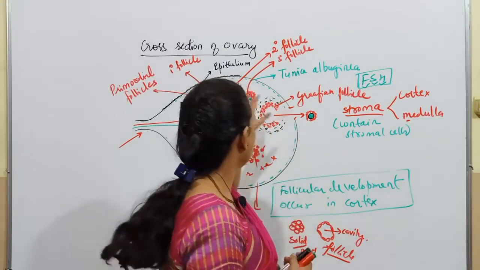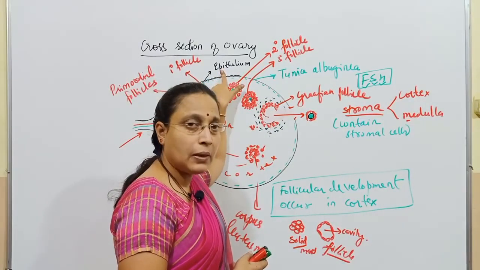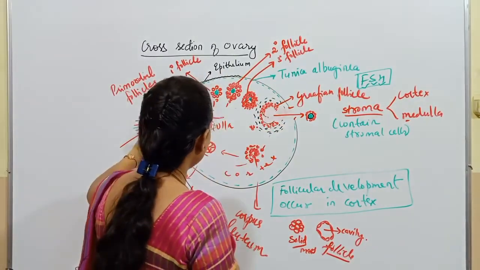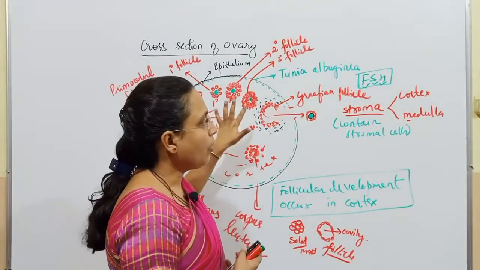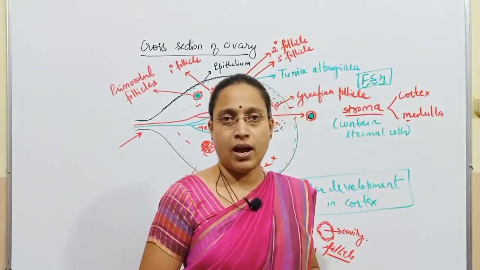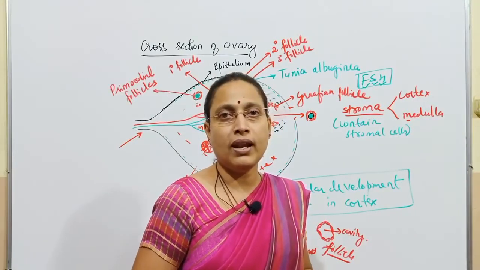So it has germinal epithelium, otherwise you can just call it epithelium, followed by tunica albuginea, cortex and medulla. When you combine cortex and medulla together, you can call it stroma. And the stroma has packed cells called stromal cells.